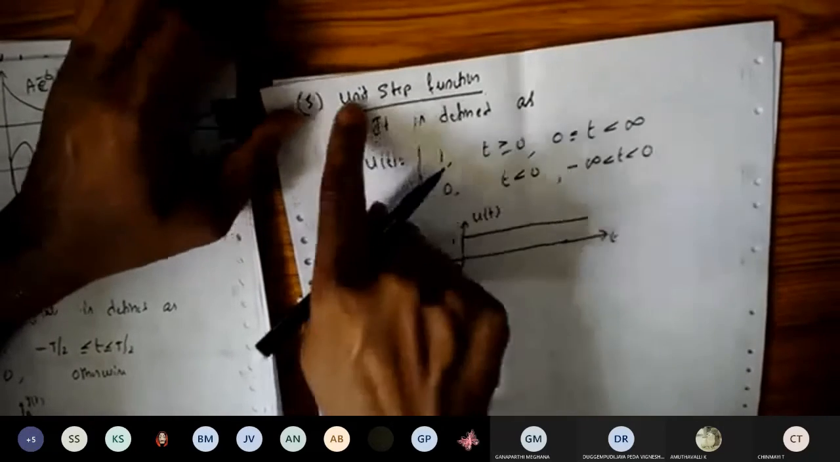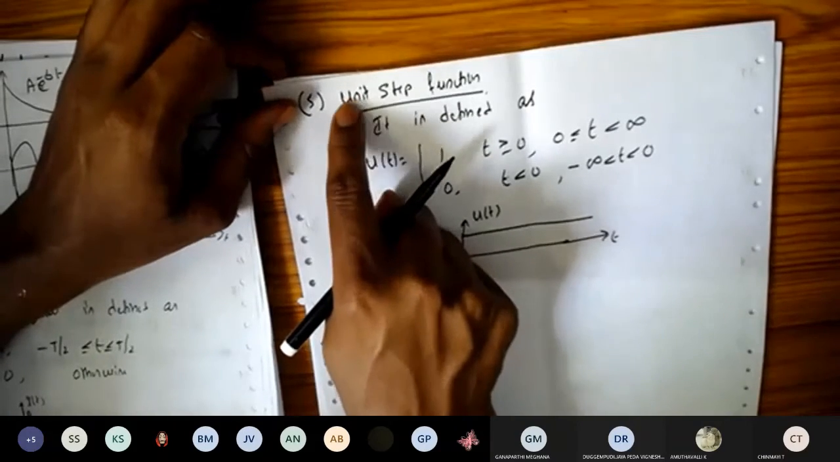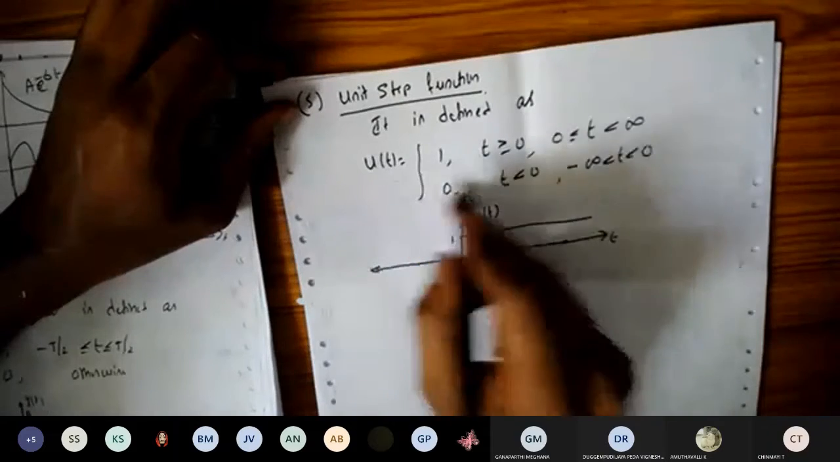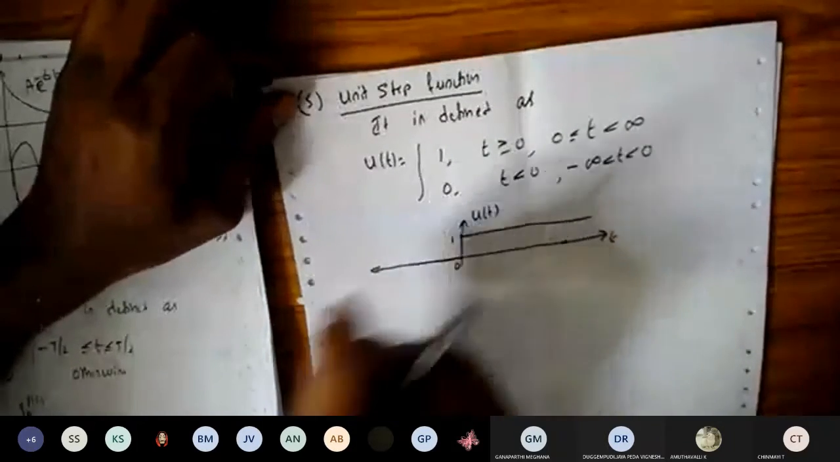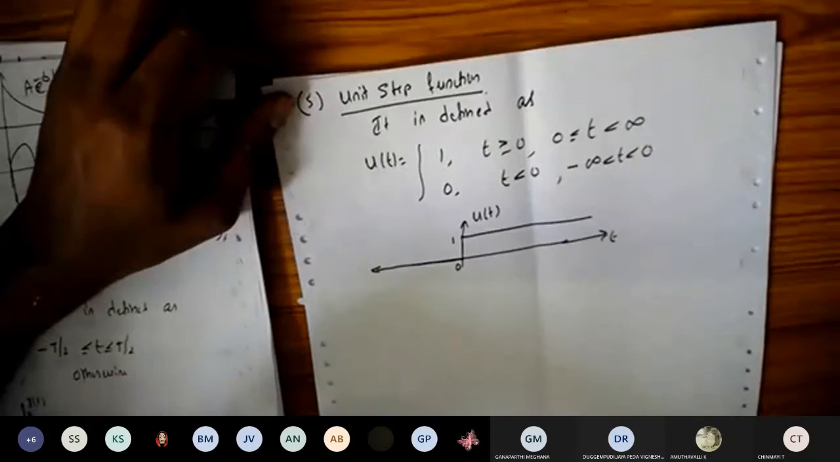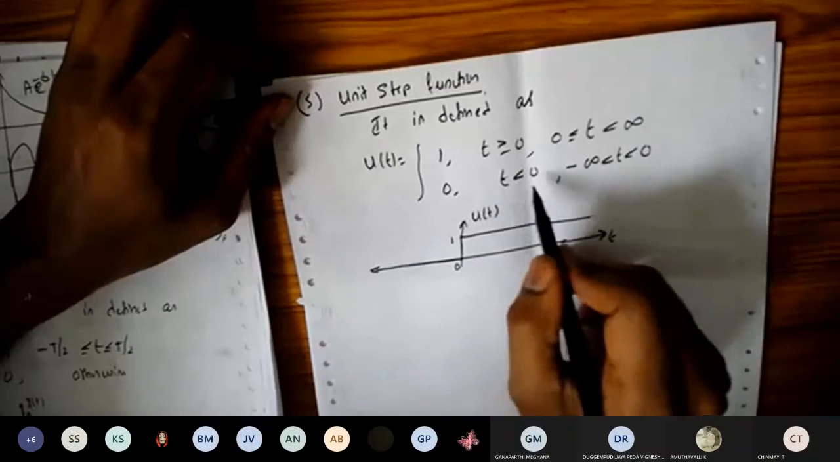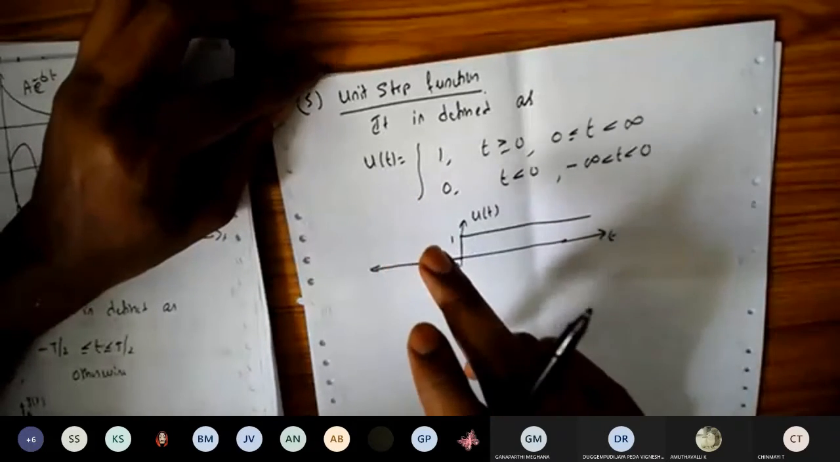As the name indicates, just using the general English meaning, unit is nothing but 1, and step is nothing but one step. It can be defined like this: u of t is equal to 1 from t equal to 0 to infinity, and 0 for t less than 0. Any doubts? So this is called the unit step function.